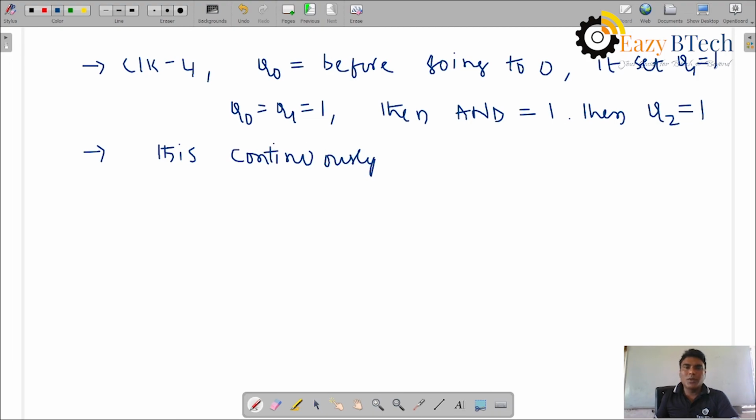So continuously happen as per the clock. Continuously happen as per the clock signal.